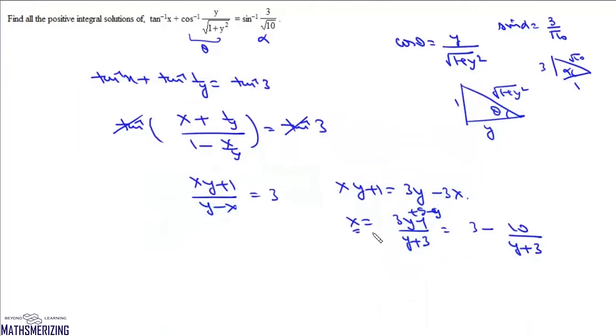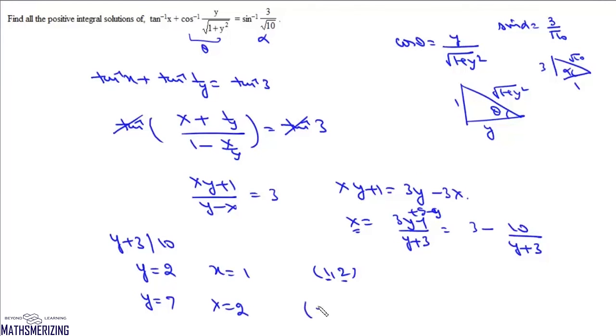Now since x is an integer, that means this right hand side must also be an integer, and it'll be an integer when y plus 3 divides 10. Now y plus 3 will divide 10 for positive values of y when the value of y is either 2 or 7. Now we'll take y as 2, we'll get x as 1, and if we take y as 7, we'll get x as 2. So there are two solutions possible in this case. First case, when the value of x is 1 and y is 2, and second case, when the value of x is 2 and the value of y is 7.